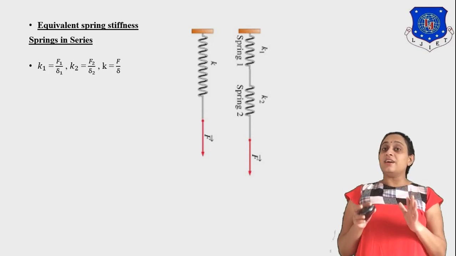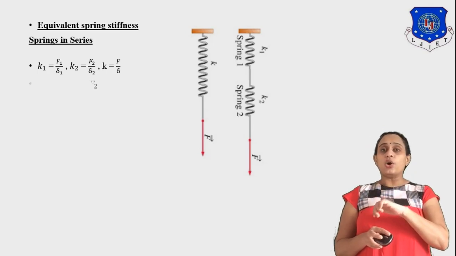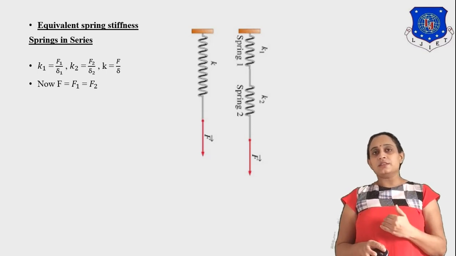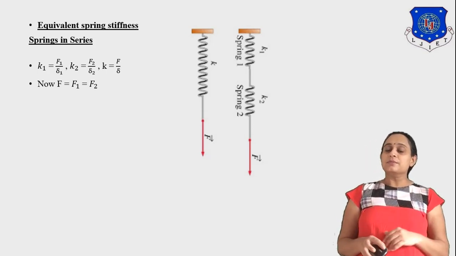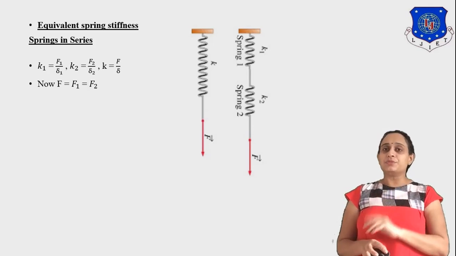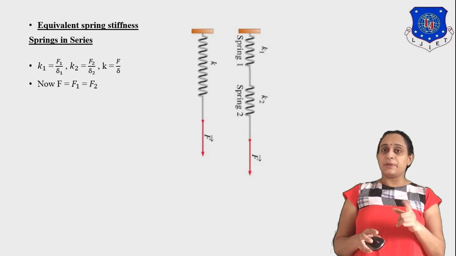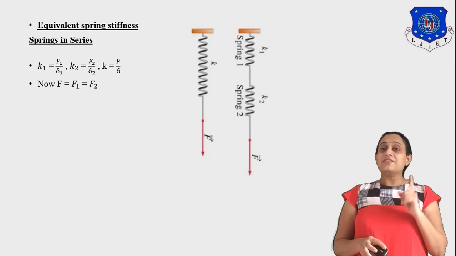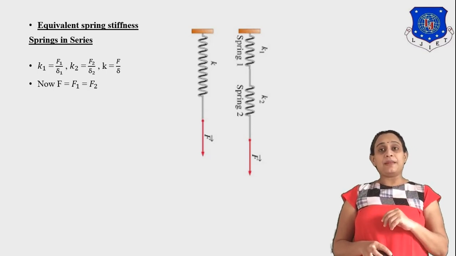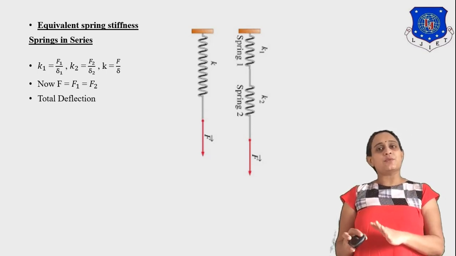Now if you see in our diagram, the force applied on both of the springs, or on the equivalent spring, is the same. It means we have to consider first of all the force effect. What is the force? Force F is equal to F1 is equal to F2. What is force F? The force applied on the equivalent spring. What is F1? The force applied on the first spring. What is F2? The force applied on the second spring. And in general, F is equal to F1 is equal to F2.